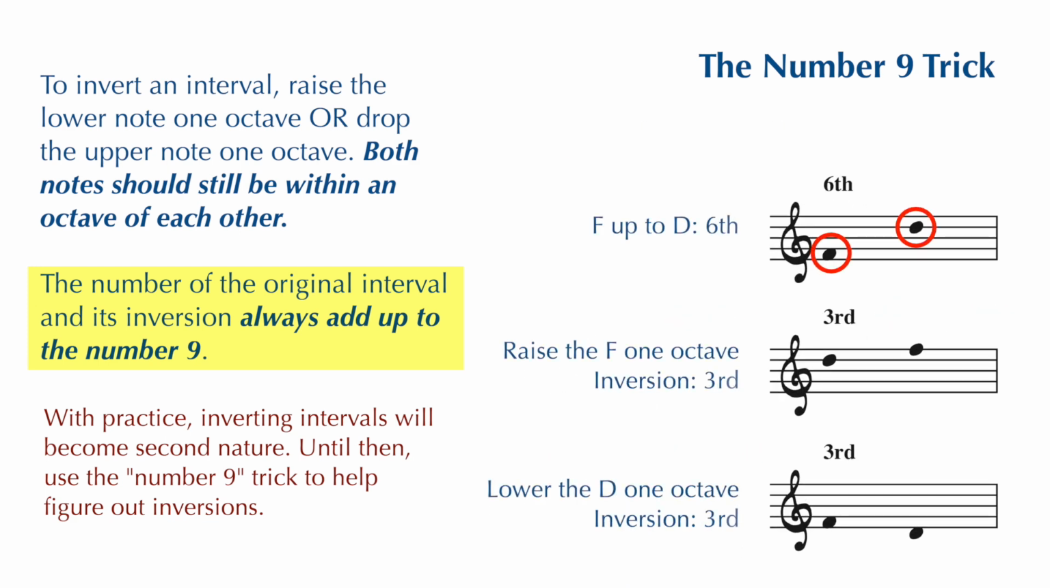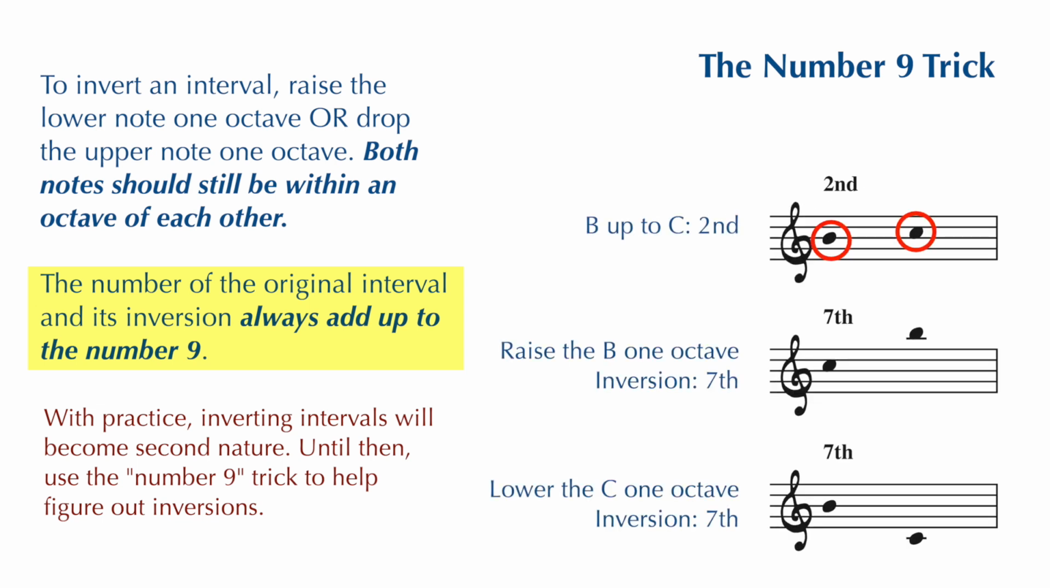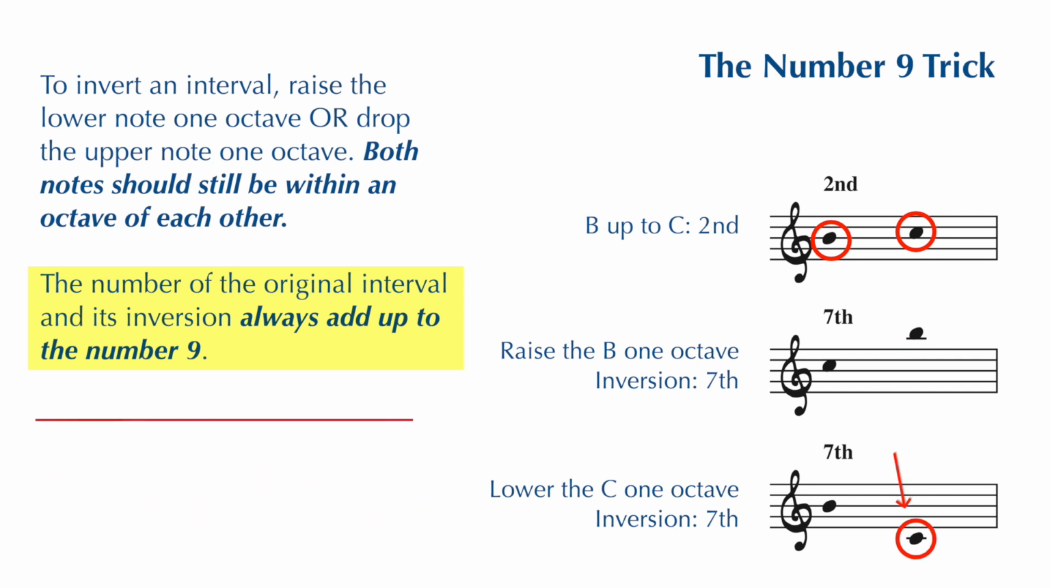For example, F up to D is a sixth. If you want to figure out what the inversion would be, you just think 6 plus what equals 9? You guessed it, 3. So if you raise that F an octave, you have a third. And if you lower that D an octave, you still have a third. Another quick example, B up to C is a second. Raise that B an octave, and you have a seventh. Lower the C an octave, and you still end up with a seventh.